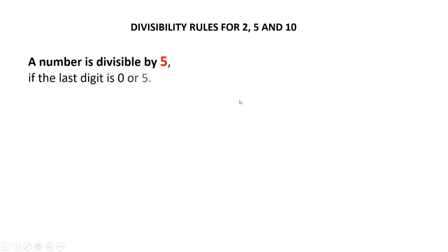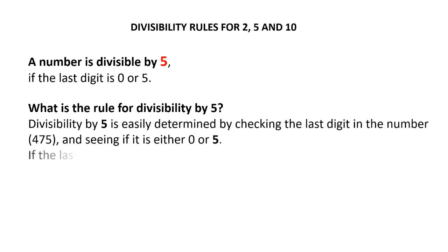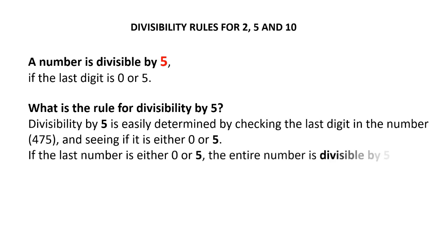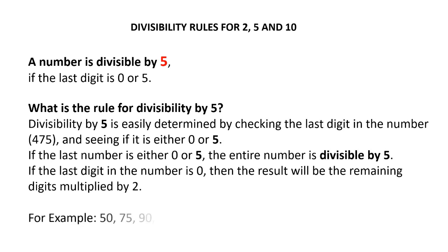A number is divisible by 5 if the last digit is 0 or 5. What is the rule for divisibility by 5? Divisibility by 5 is easily determined by checking the last digit in the number, for example, 475, and seeing if it is either 0 or 5. If the last number is either 0 or 5, the entire number is divisible by 5.